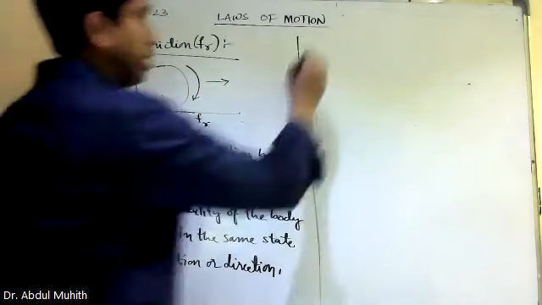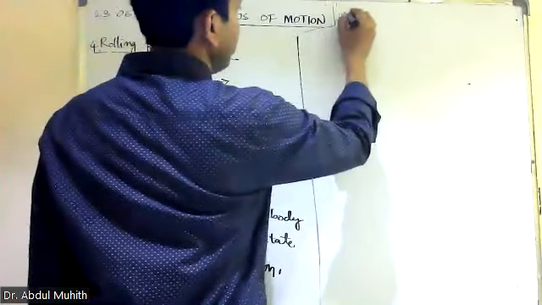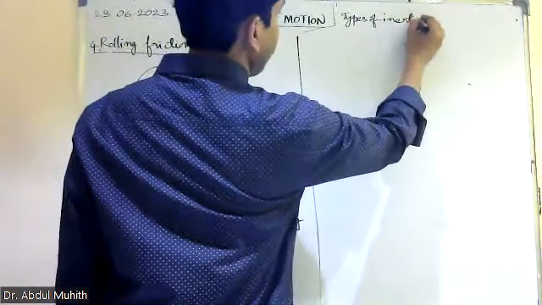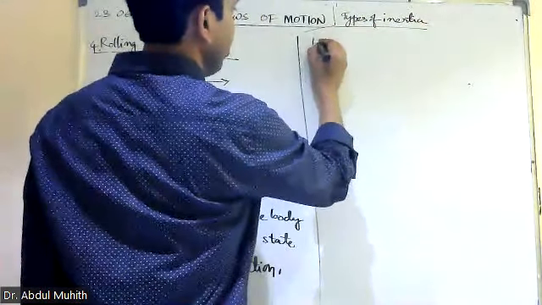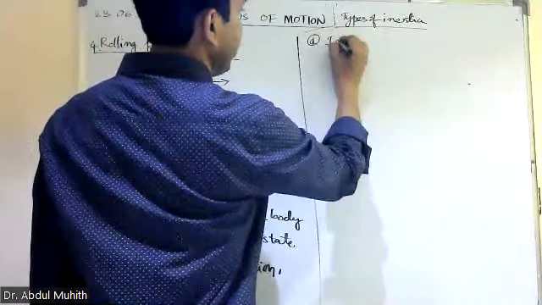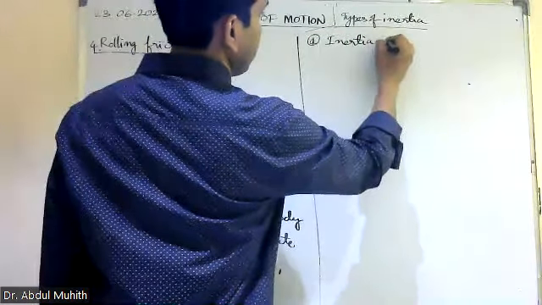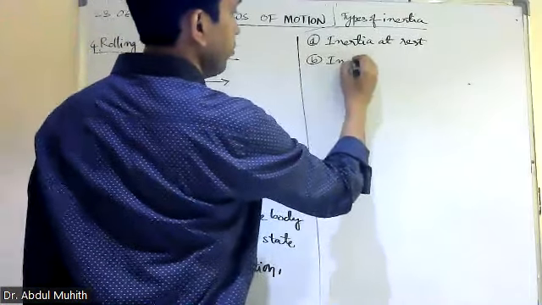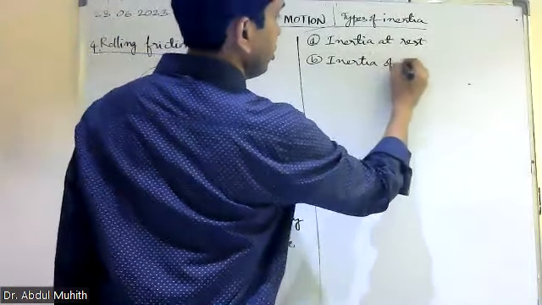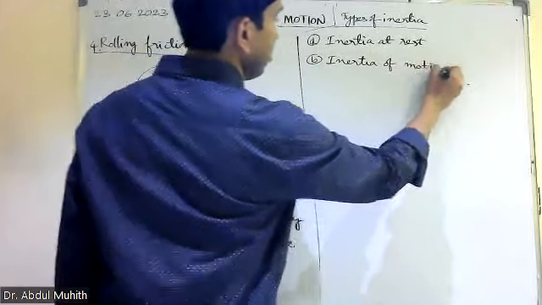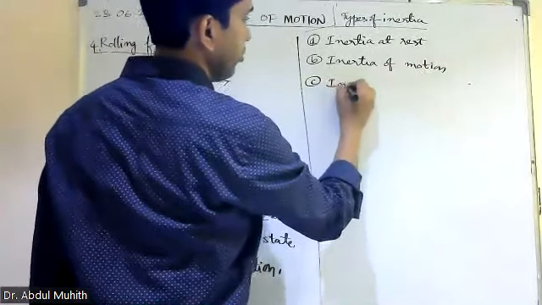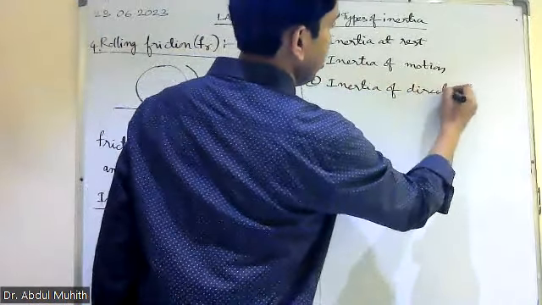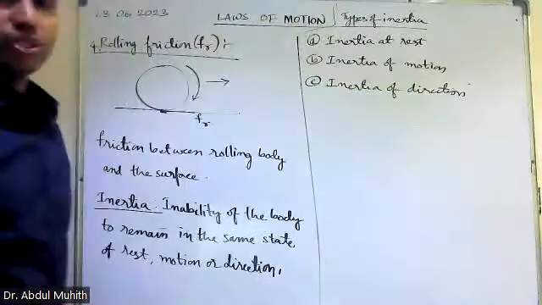Now, there are types of inertia. What are the types of inertia? There are three types. First one is inertia at rest. Second one, inertia of motion. Third one is inertia of direction. Inertia at rest, inertia of motion, inertia of direction.